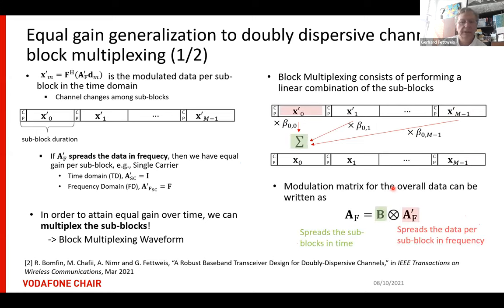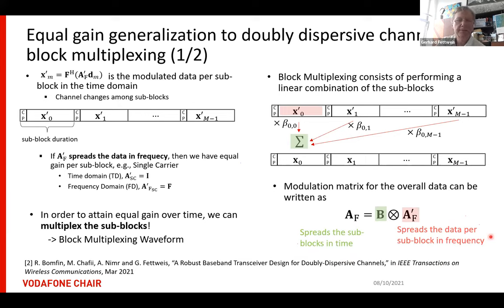So it's all about understanding we need to spread data per subblock in frequency, and we need to spread data per subblock in time, make the symbol long enough in time so that we can equalize over all time bumps. And we have to make it long enough in frequency, or add them up in frequency, so that they're flat in frequency. And then we basically have that. So we need something that spreads in time and something that spreads in frequency. And this is what OTFS does.